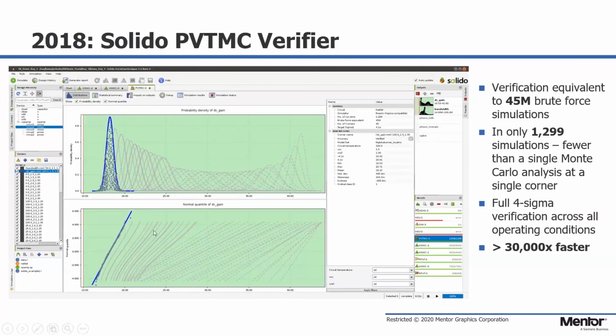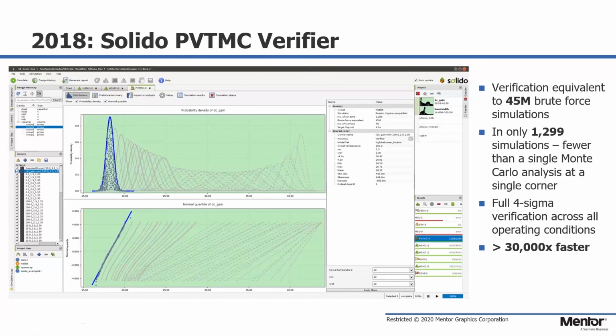Every one of these distributions that you see in this example, there's 45 different probability density functions here. And every single one of these is a different process voltage temperature condition. And every single one of these is going out to 4.1 sigma in this particular case. And if you actually ran all these simulations, you'd end up running 45 million simulations. This particular case, it ran 1,299 simulations. So less than you'd run for a single 3 sigma Monte Carlo analysis at a single PVT corner. We're now getting out past 4 sigma and across every single corner with a really, really nice accuracy.